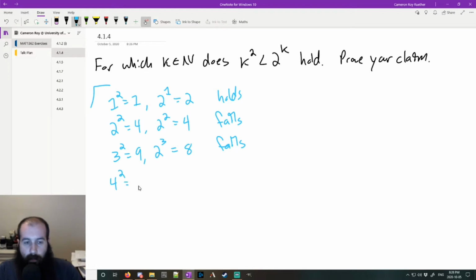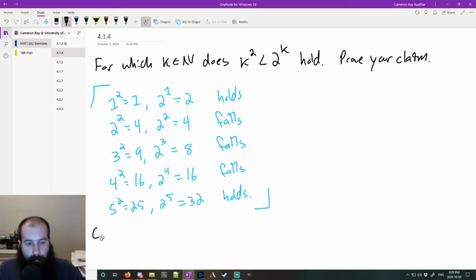4 squared is 16, and 2 to the 4th is 16, so it also fails by being equal here. But 5 squared is 25, and 2 to the 5th is 32, and so here it holds. And at this point, this is only going to be increasing, somewhat slowly. The next one is 36, and then 49, and this is going to be doubling. We're going to get 64, 100, etc., and so this is going to race off. So we expect that it holds for 1 and 5 and greater.